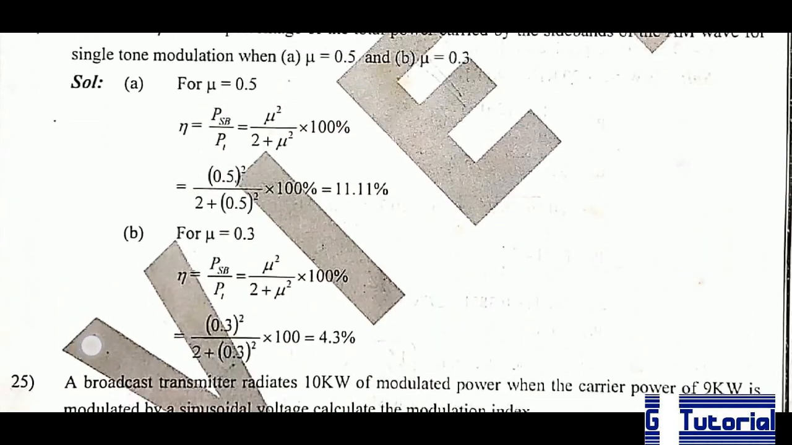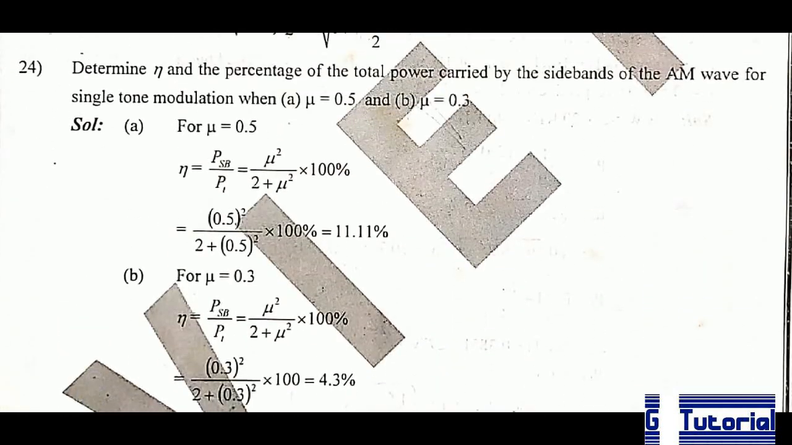Next question. Determine eta, that is modulation efficiency, and the percentage of total power carried by the sidebands of AM for single tone modulation when mu is 0.5. First question is when mu is 0.5, value of eta. Value of eta is mu square by 2 plus mu square. Mu is given as 0.5. So 0.5 square by 2 plus 0.5 square into 100.